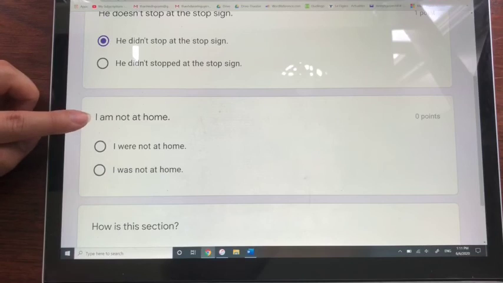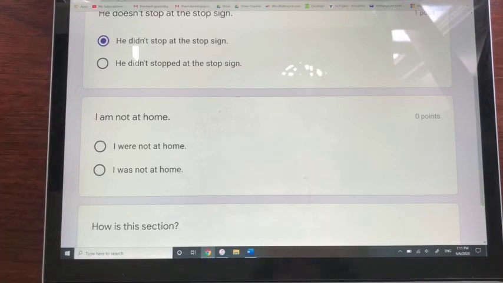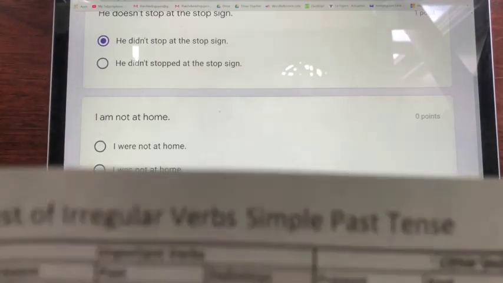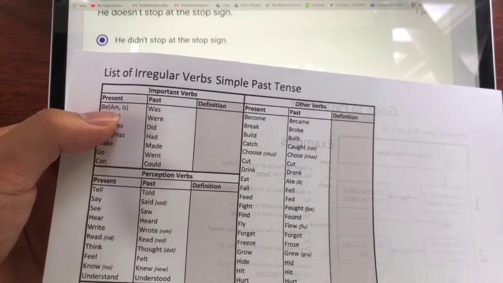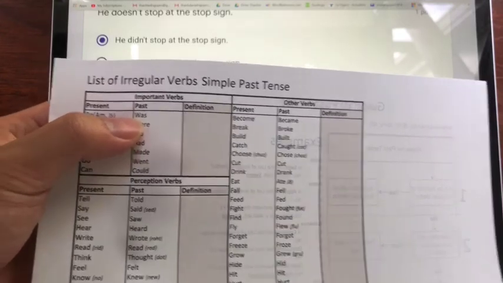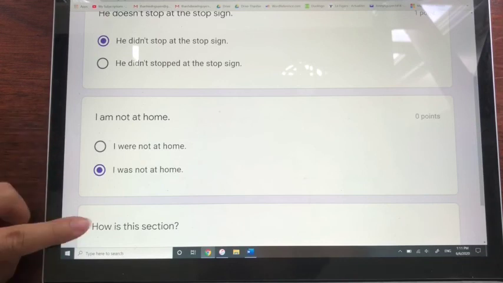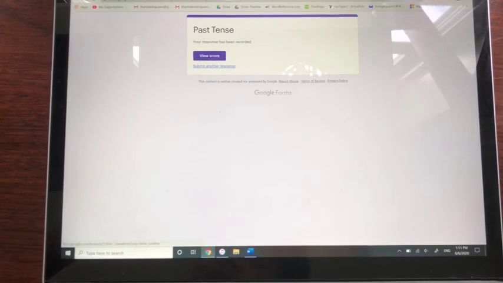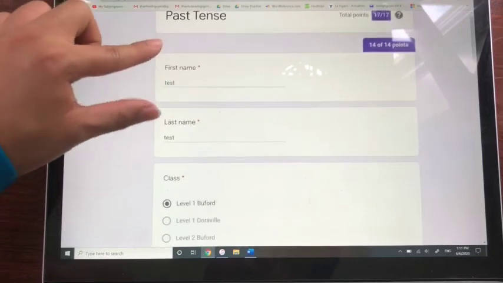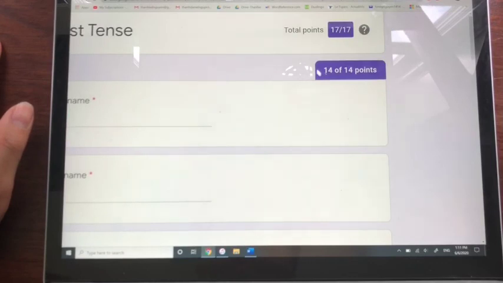I am not at home. Well, I am is irregular. So on the list of irregular verbs, we have am. The past tense of am is was. I was not at home. And that's the end. Let's see how we did. We got 17 out of 17 points. That's good. So all 17 questions are correct.